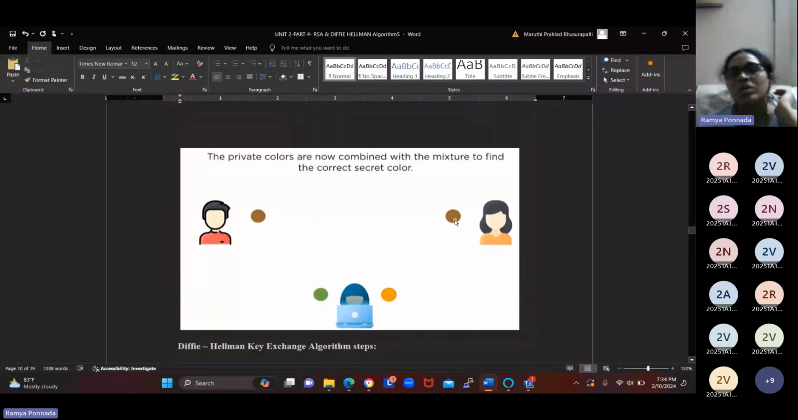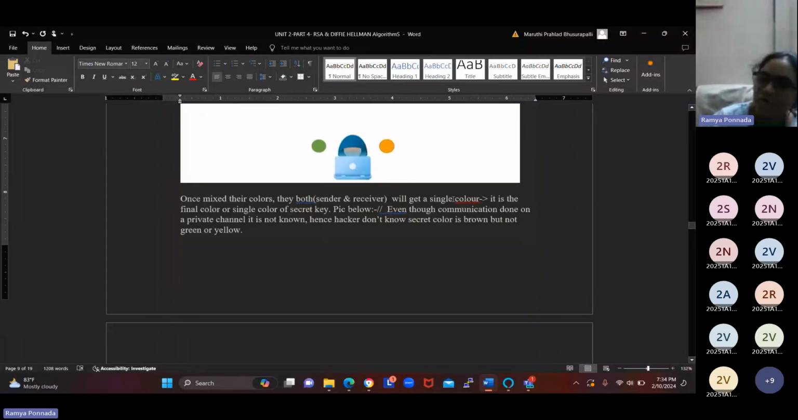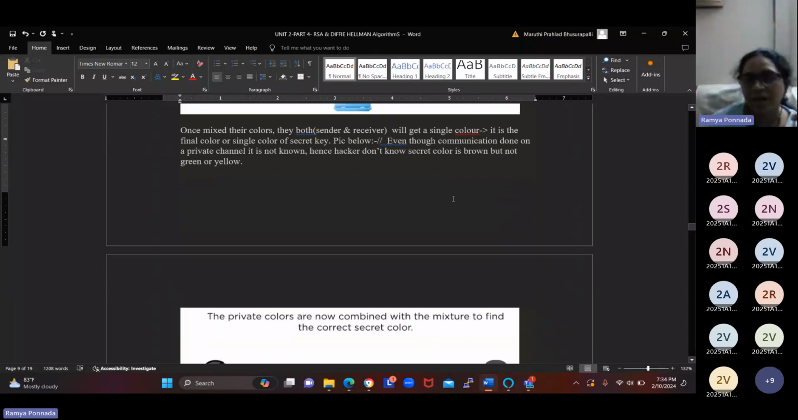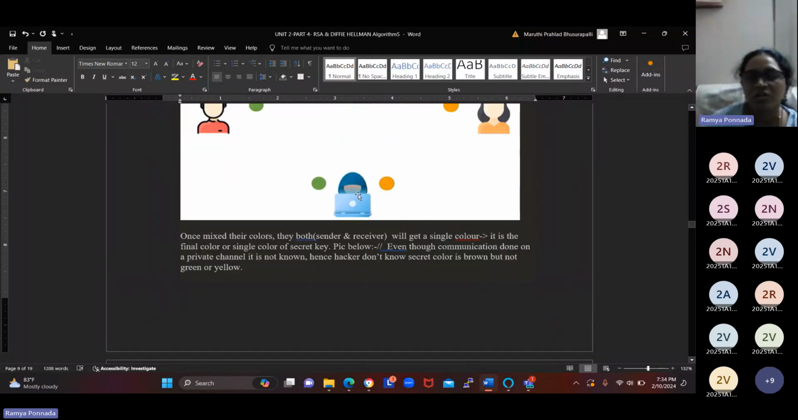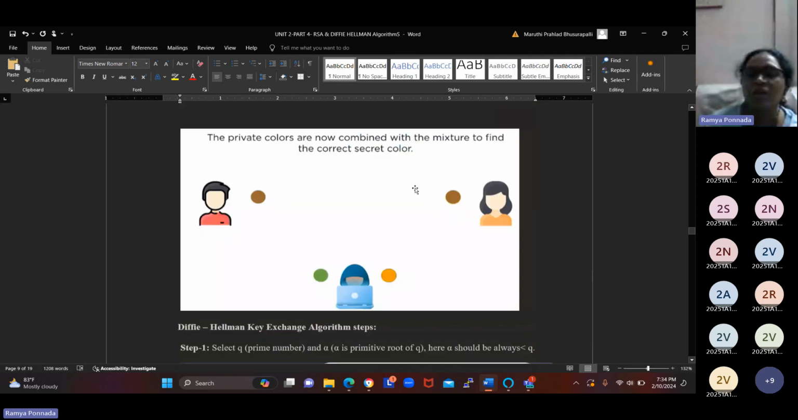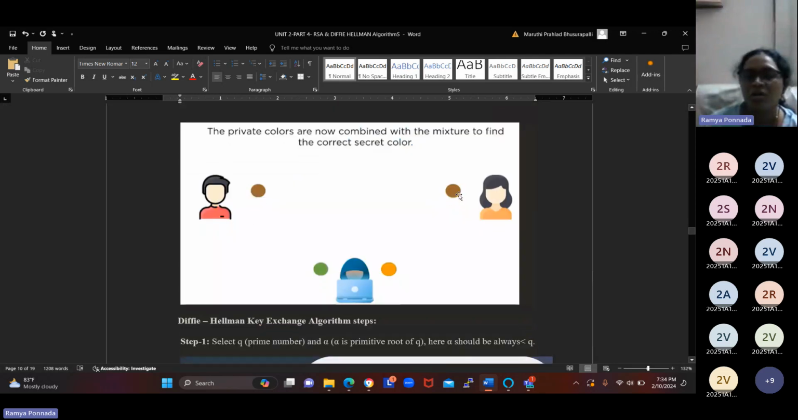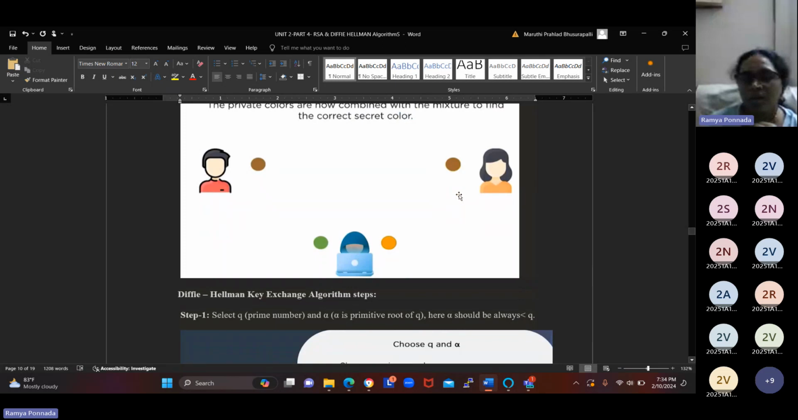So what is going to happen here? Even if the hacker is peeping into this insecure channel communication, he thinks the private colors are either green or yellow, but he cannot guess that it is going to be a brown color. That is the main problem for him, and that is the safe thing done as part of Diffie-Hellman.